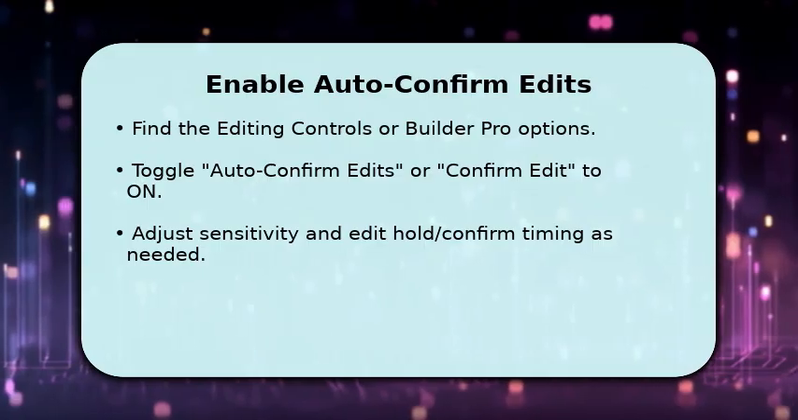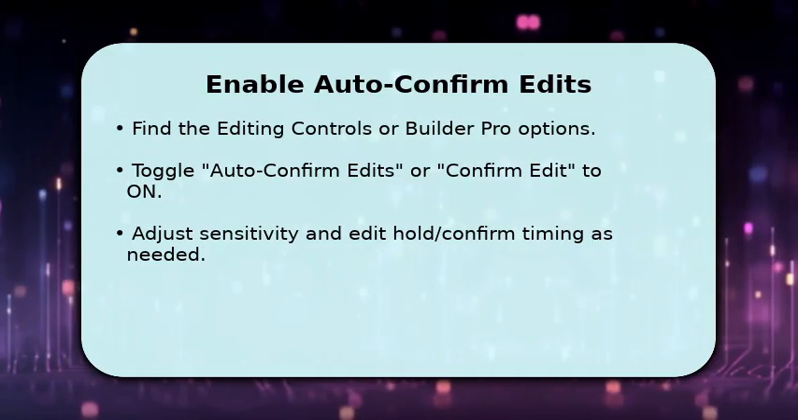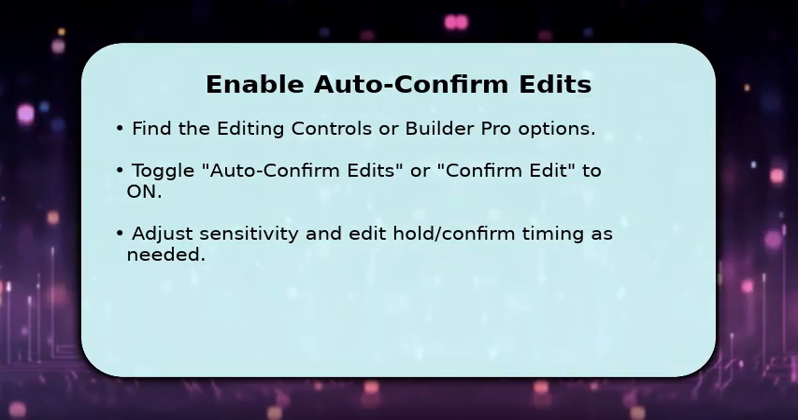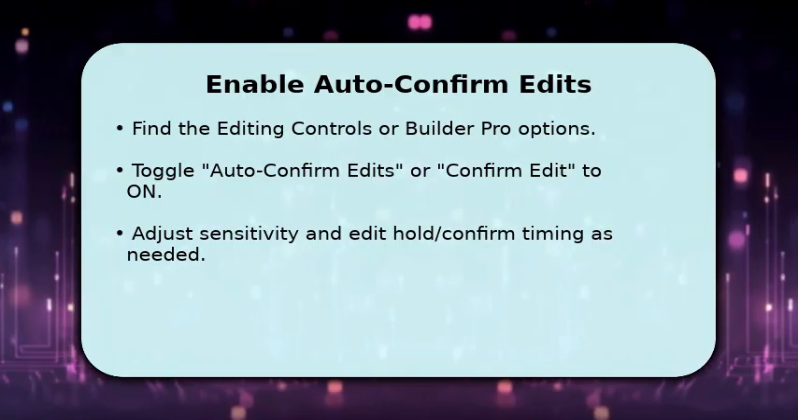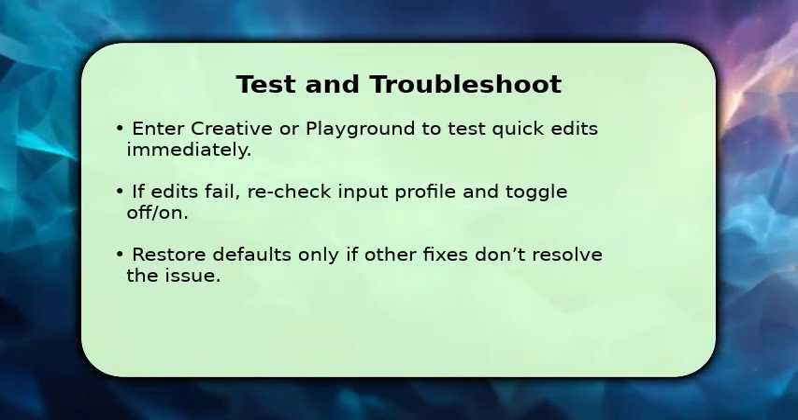Save or apply settings before leaving. Doing this reduces extra button presses and speeds up your build fights, which is why players enable it. It trades finish by testing in creative or playground. Perform several edits quickly to confirm auto-confirm works consistently.